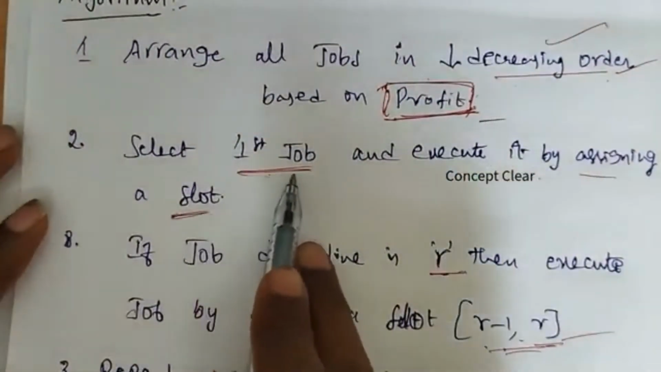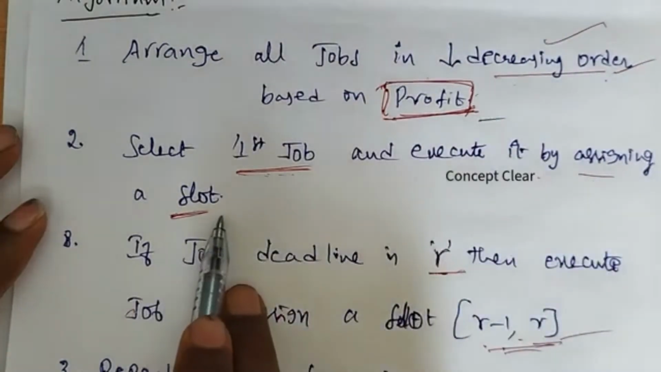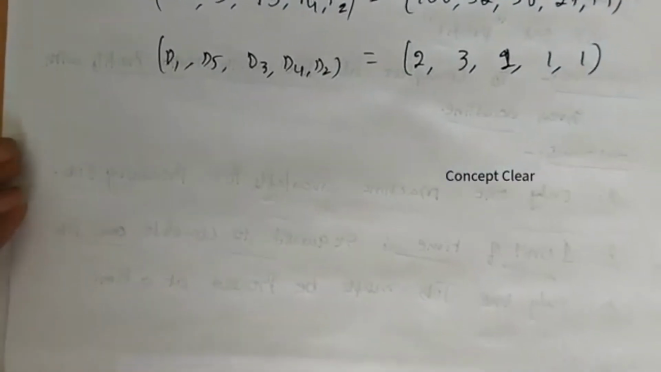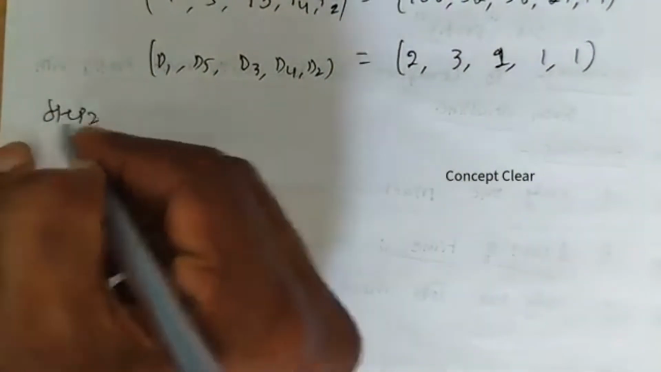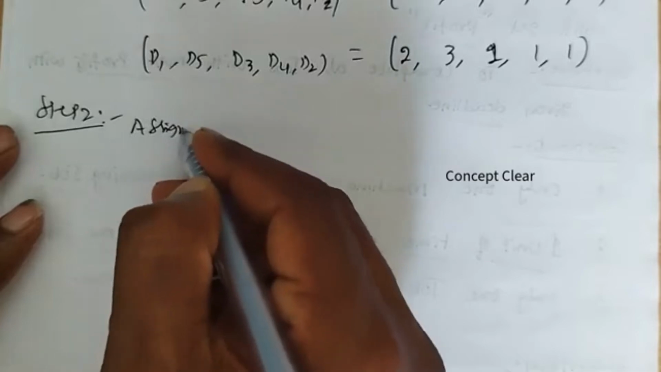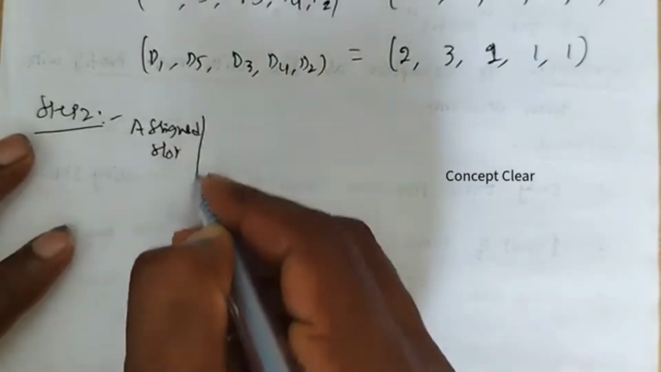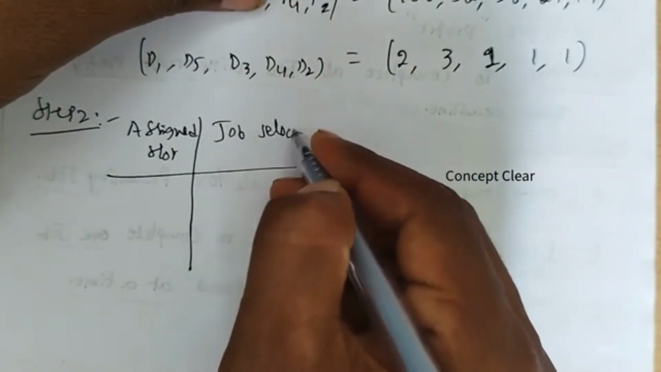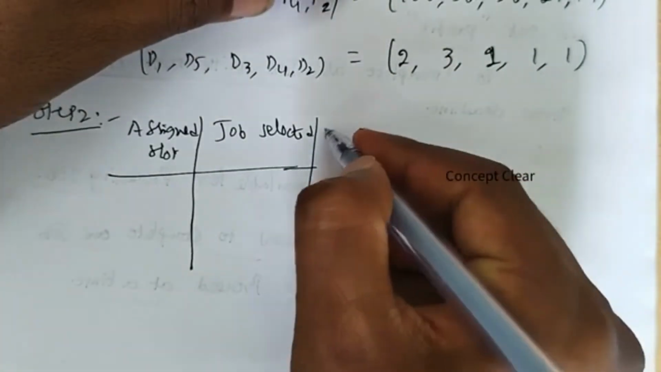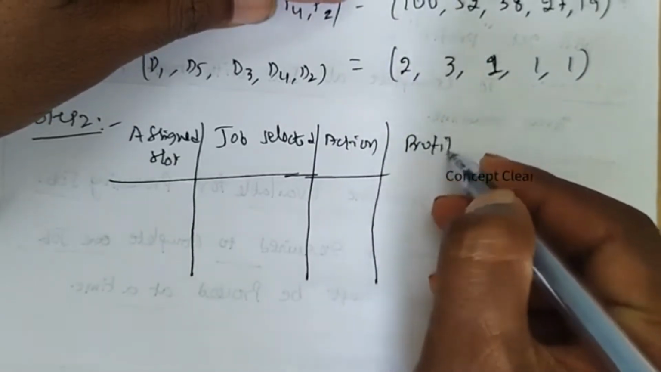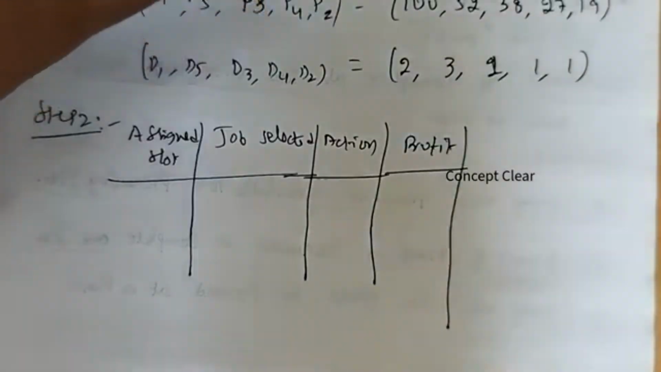And what is step 2? Select the first job and execute it by assigning a slot. If the deadline is R, then assign R minus 1 comma R. Here we have to take a table with the columns assigned slot, job selected, action, and profit. This is the table I am taking here.